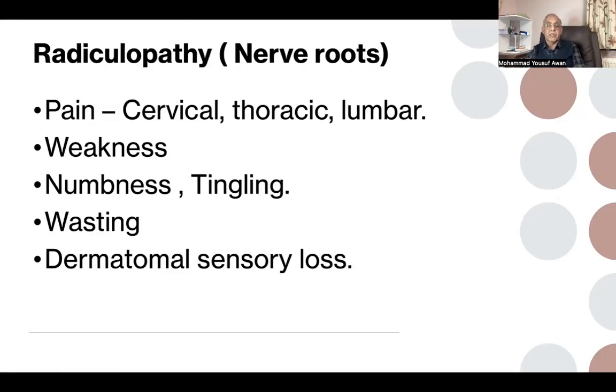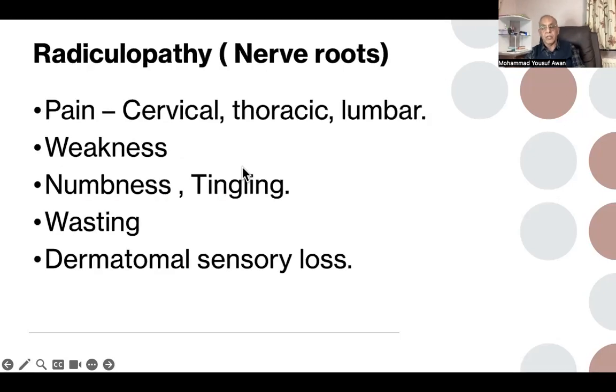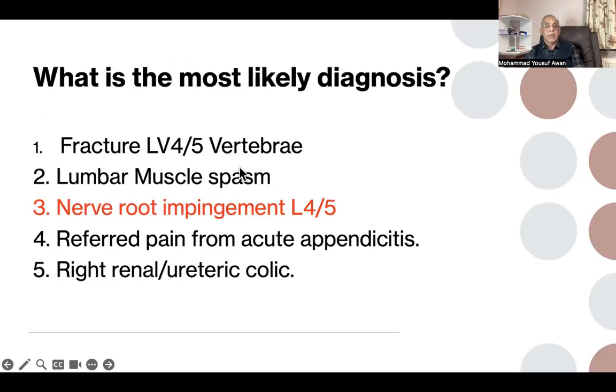So the nerve root involvement, why are the other answers wrong? The fracture, L4 or L5, because there should be spinal tenderness with a fracture, and there is no spinal tenderness. Lumbar muscle spasms, again, there may be some spasms, but there's no tenderness over there. The referred pain from acute appendicitis is usually not referred in this distribution. Right renal or ureteric colic, they have the pain referred from the lumbar region to the inguinal region.